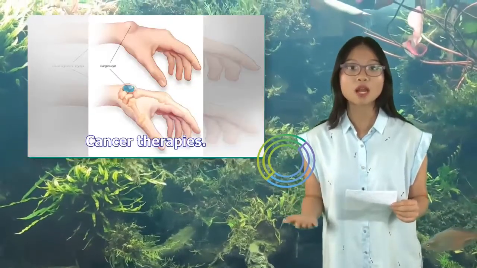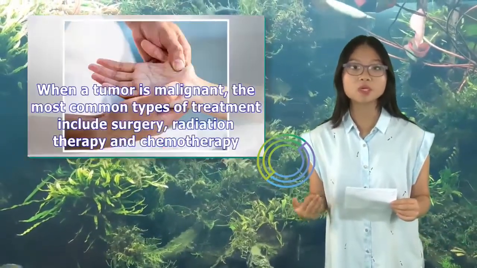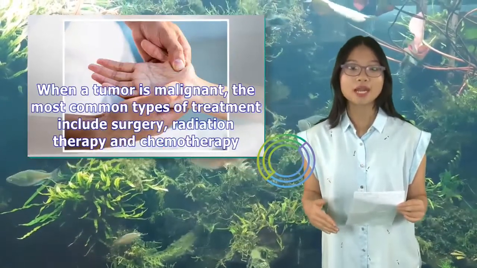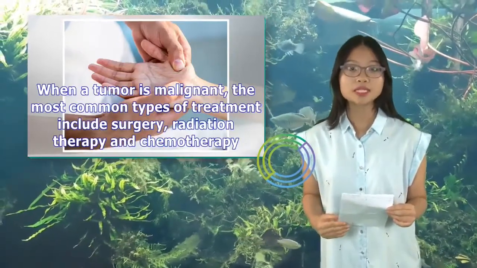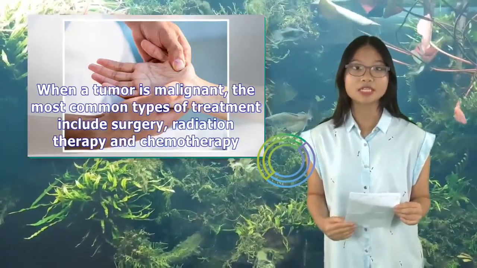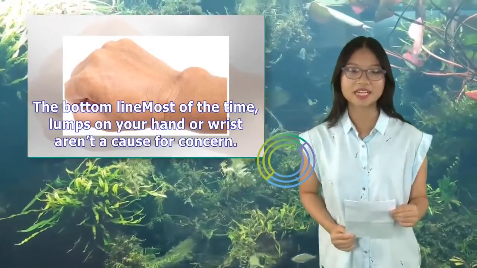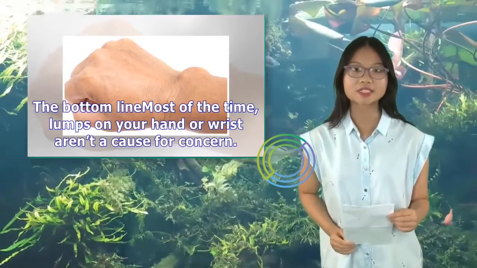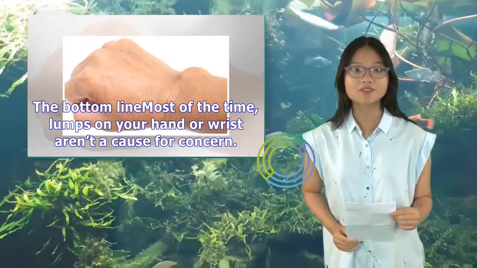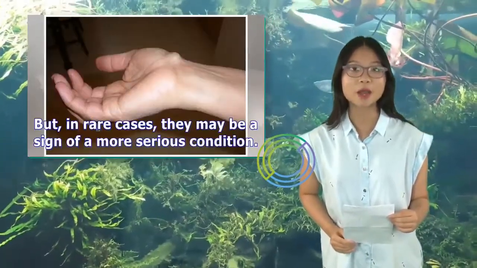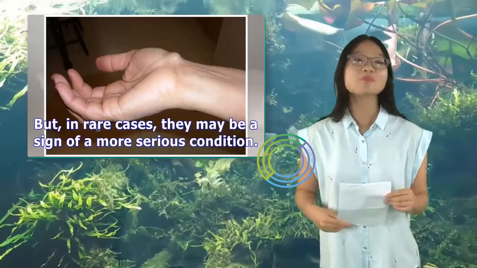Cancer therapies. When a tumor is malignant, the most common types of treatment include surgery, radiation therapy and chemotherapy. The bottom line: most of the time, lumps on your hand or wrist aren't a cause for concern. But, in rare cases, they may be a sign of a more serious condition.